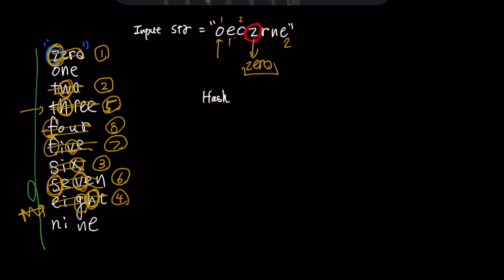Now what else we got? We have 1 and 9. So if we have an O, we know it's 1. So we can check 1. Now at the end we check 9, right?